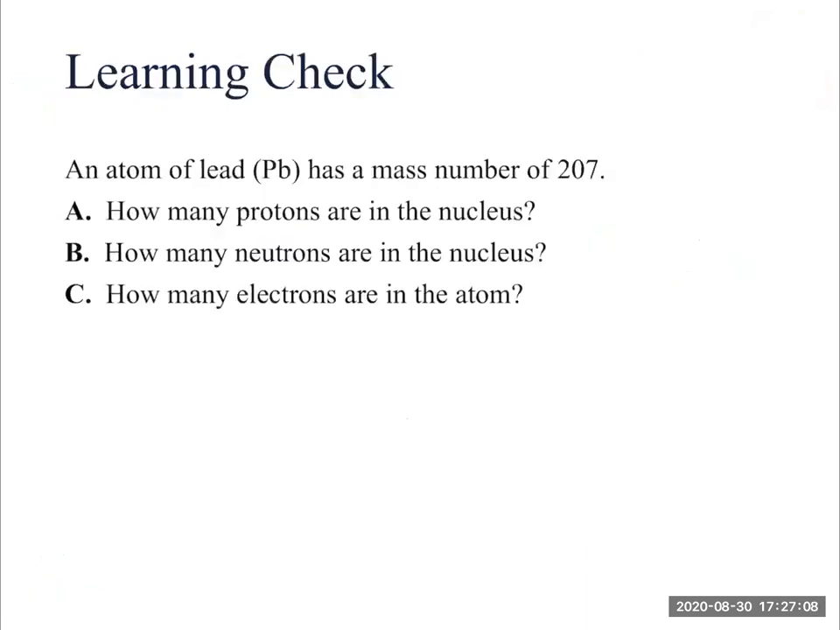I have another learning check. If I give you lead and it has a mass number 207, the fact that I give you lead should tell you the atomic number. If you look at the periodic table and you look for Pb, it will tell you the atomic number. And you have to remember that the atomic number equals protons. Okay, so try to answer those questions.